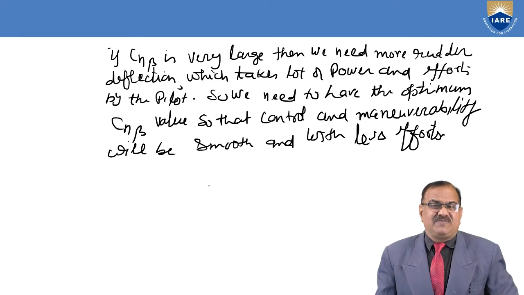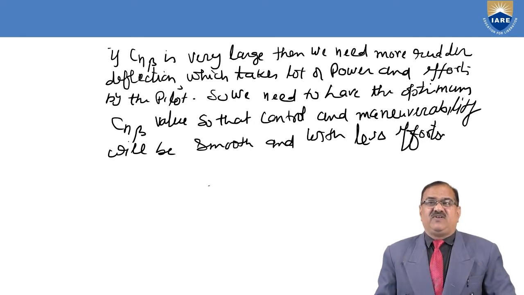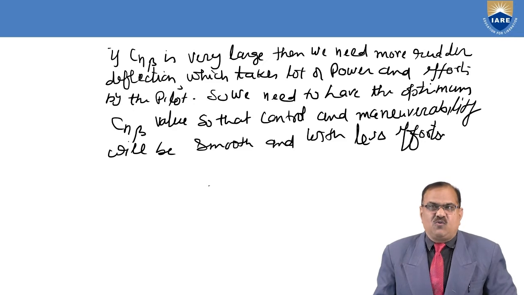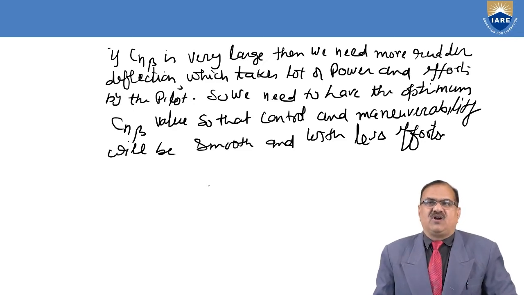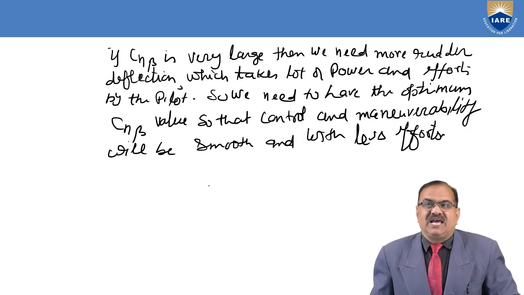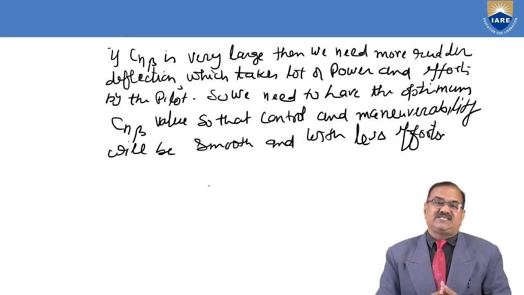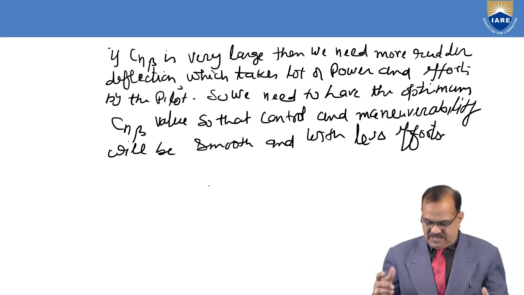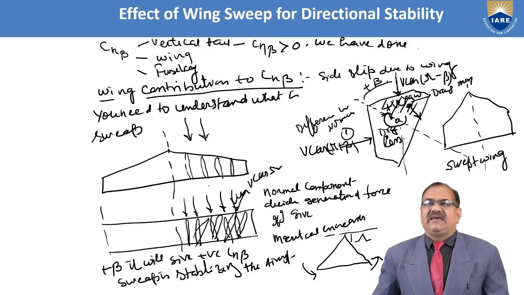If Cn beta is very large, then we need more rudder deflection, which takes a lot of power and effort by the pilot. So we need to have the optimum Cn beta value so that control and maneuverability will be smooth with little effort. We have to make an optimum value of Cn beta so that it controls the aircraft very nicely.